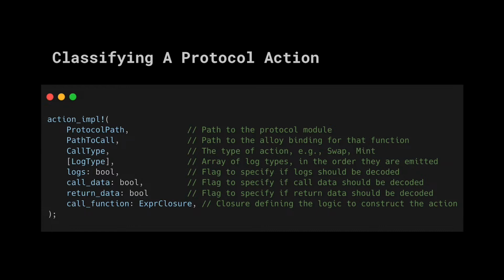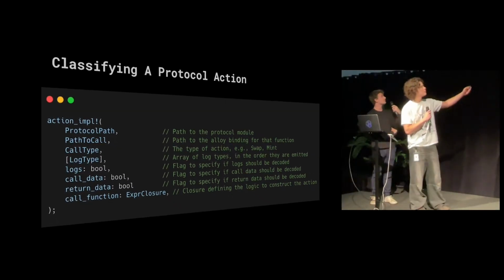Yeah, so for this, we built a macro. The goal of the macro was just to simply abstract away and give just a really clean interface for dealing with all of these unclassified types and call data. It's very messy in the back end if you, for every single one, are doing all this decoding manually. So we thought it'd be nice and clean to put it in this. So basically, all you have to define is the path to the protocol module, the path to the alloy function, call type, log type, and what you want your closure that actually does the logic behind it to be passed in.